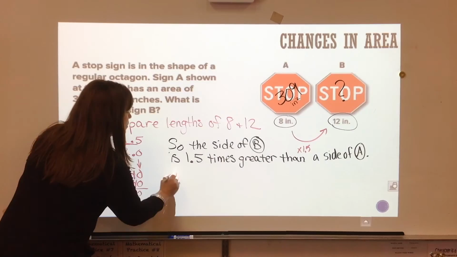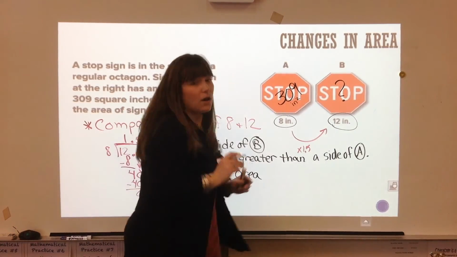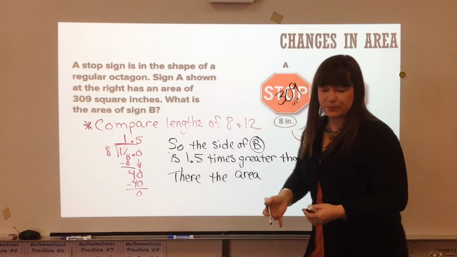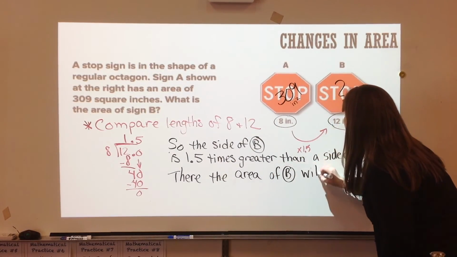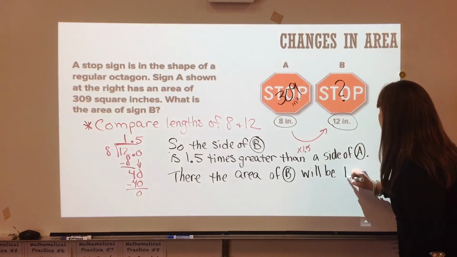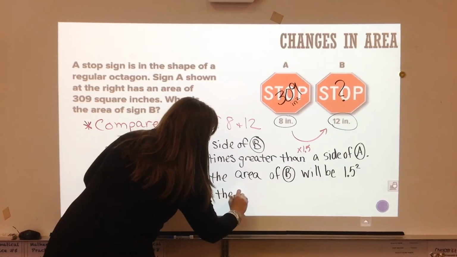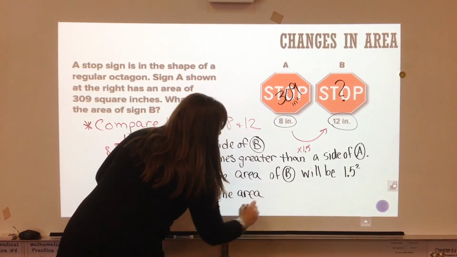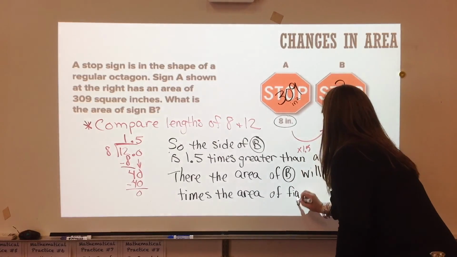Therefore, this is our conclusion. The area of the new figure, figure B, will be 1.5 squared times bigger times the area of figure A.